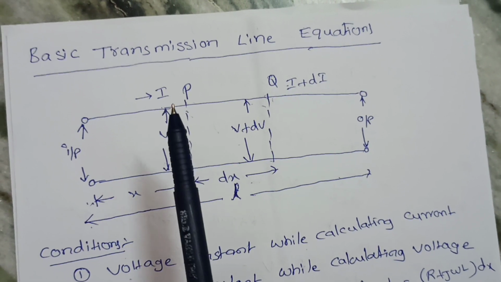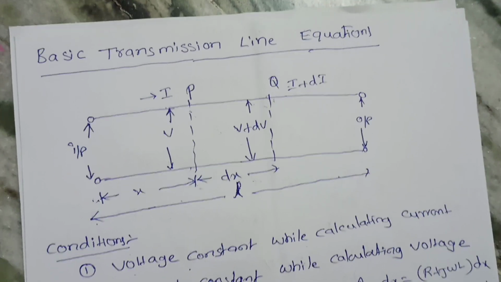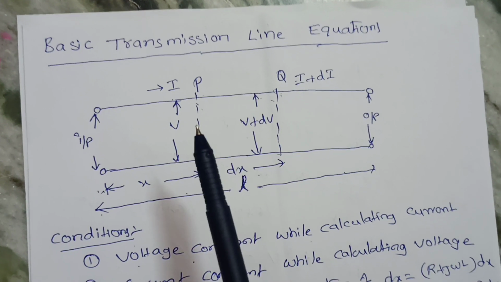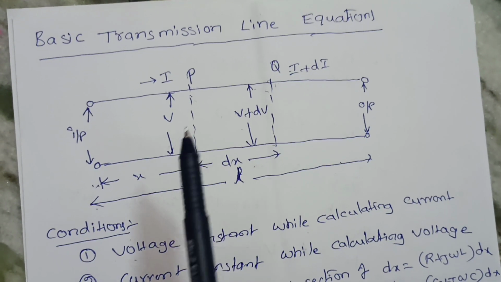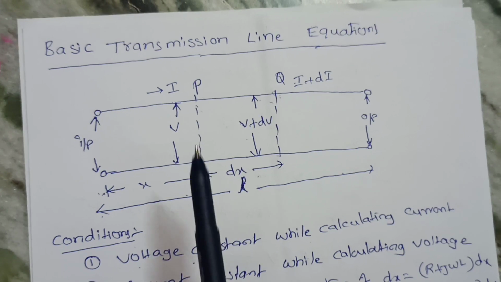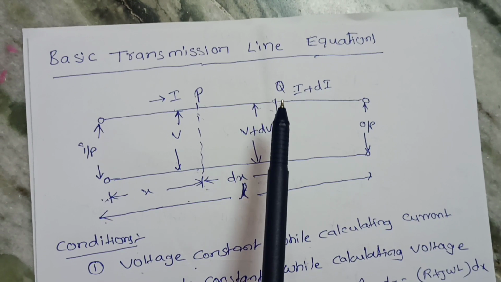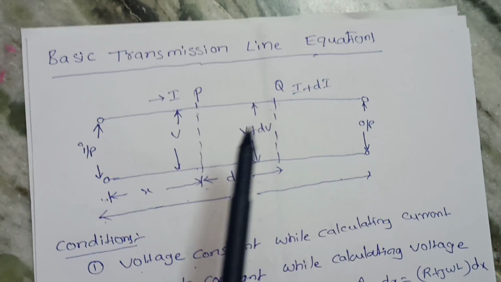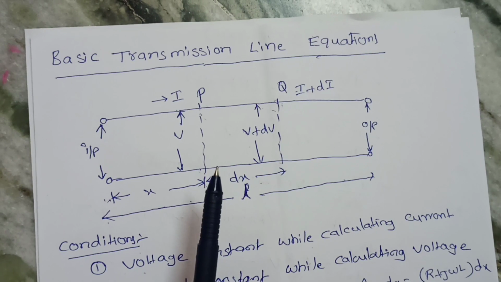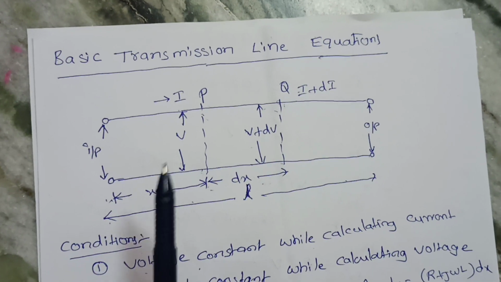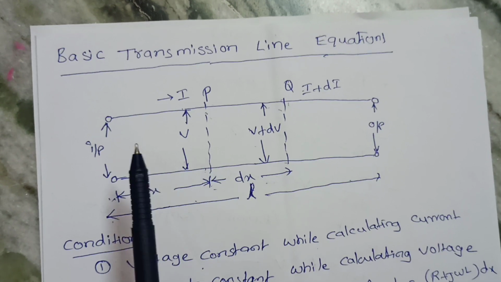So here, consider a short section of transmission line, a small piece of transmission line, that is the short distance dx from P to Q. For this short section between P and Q, we have to determine the voltage and current equations. These are called basic transmission line equations.